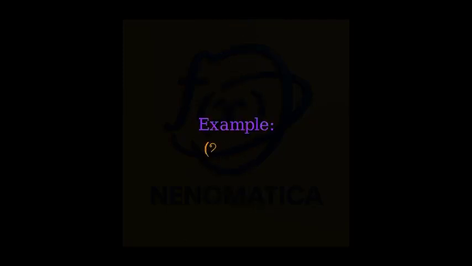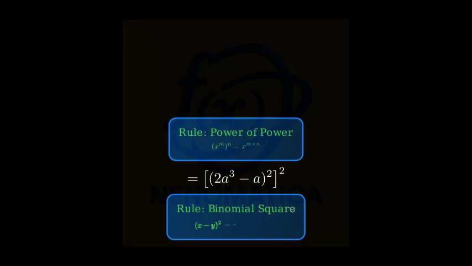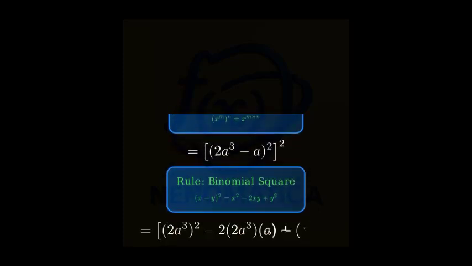Let's start with our first expression, the quantity 2a cubed minus a, all raised to the 4th power. Our first step is to rewrite this 4th power as the square of the square. So we have the quantity 2a cubed minus a squared, and then that entire expression is squared. Next, we'll expand the inner square using the binomial formula.